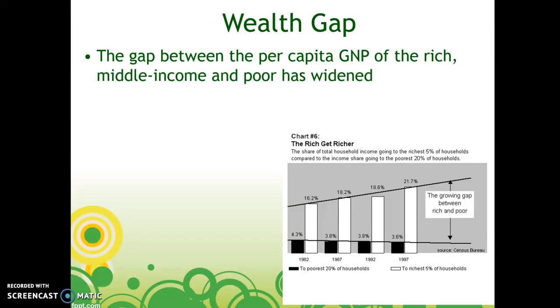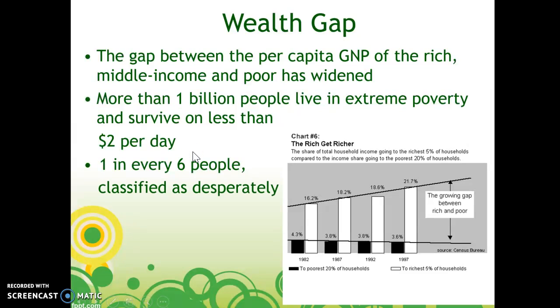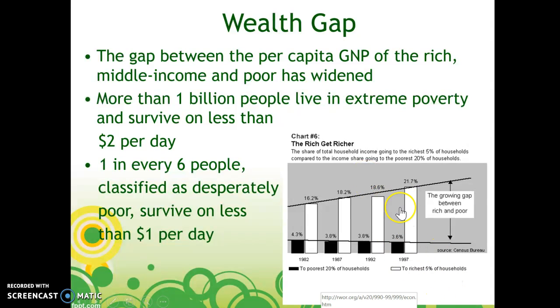So the gap between the per capita GNP of the rich and the middle income and poor has widened. We have more than 1 billion people that live in extreme poverty and survive on less than $2 per day. Also, 1 in every 6 people is classified as desperately poor, which means they survive on less than $1 per day. So if you look at this figure, the richest 5% of households are here, the poorest 20%. As time has gone on, and I know this figure is a little bit older, the gap continues to grow. The trend continues to follow the same basic pattern.